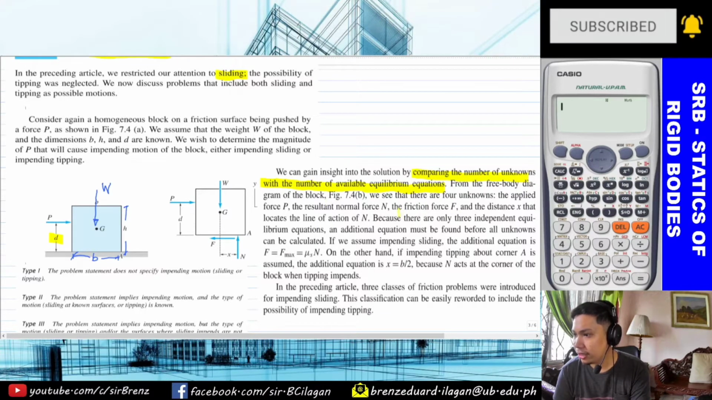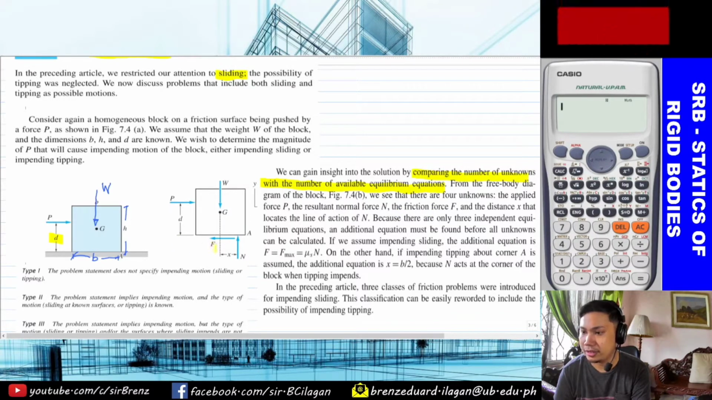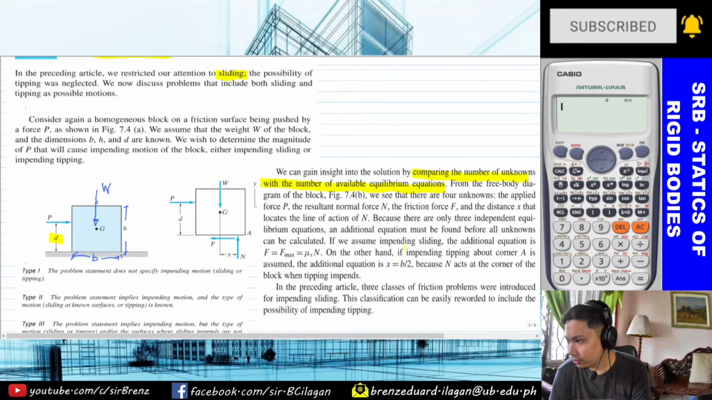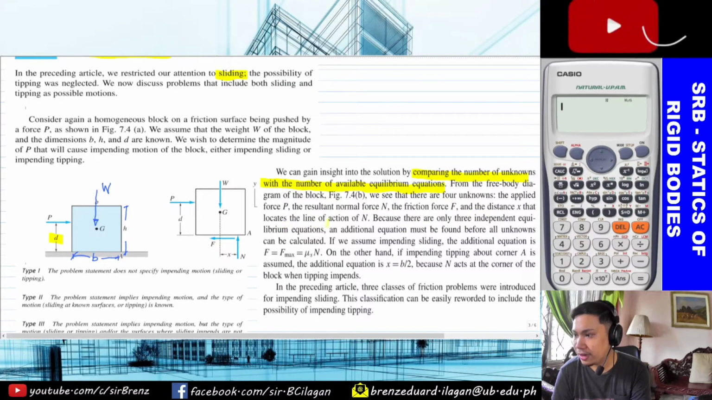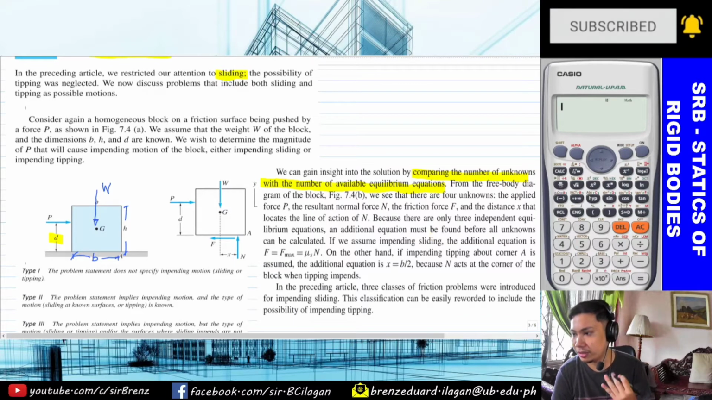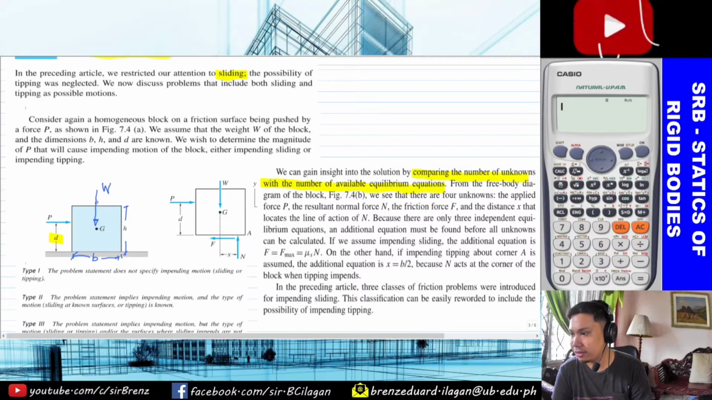The friction force F, the frictional force, again the concept is the same: it is always opposite the direction of the motion, or opposite the forces acting on you. And the distance x that locates the line of action of N is also an unknown. Because there are only 3 independent equations for equilibrium, summation of forces in x, forces in y, and summation of moment, an additional equation must be found before all unknowns can be calculated.